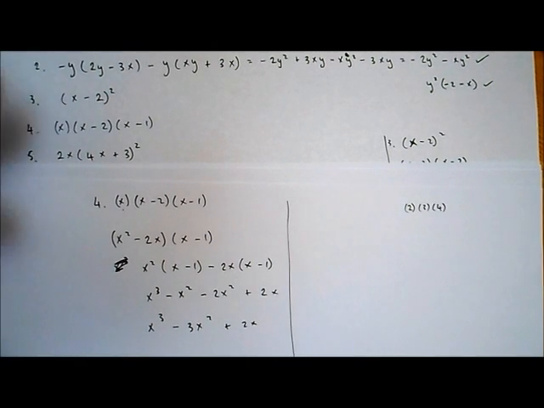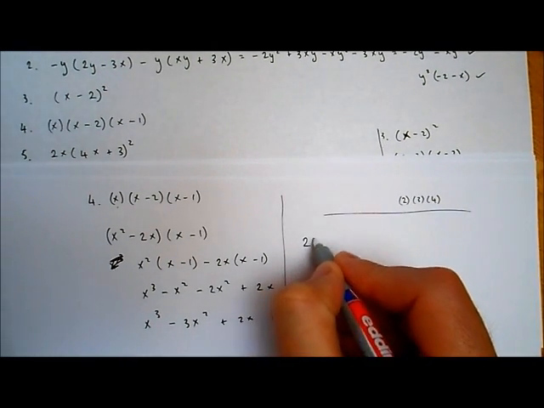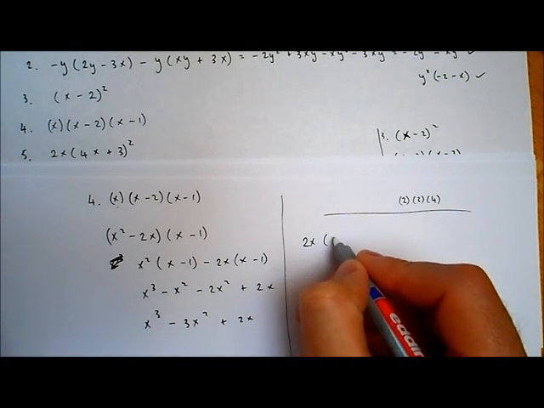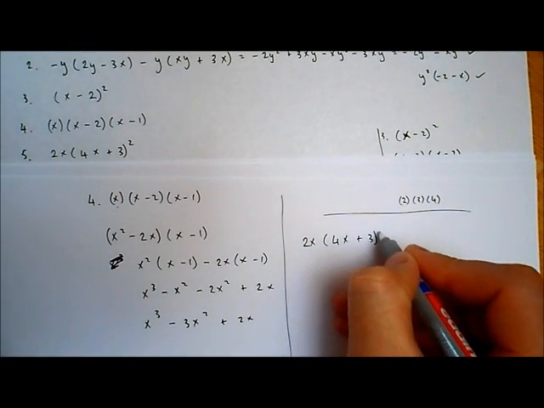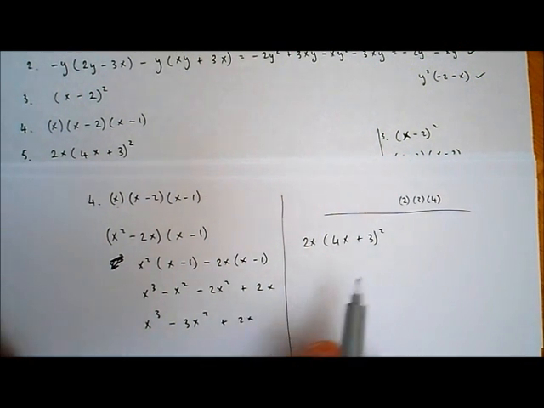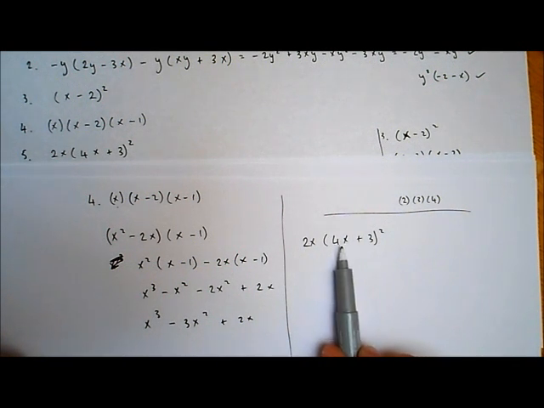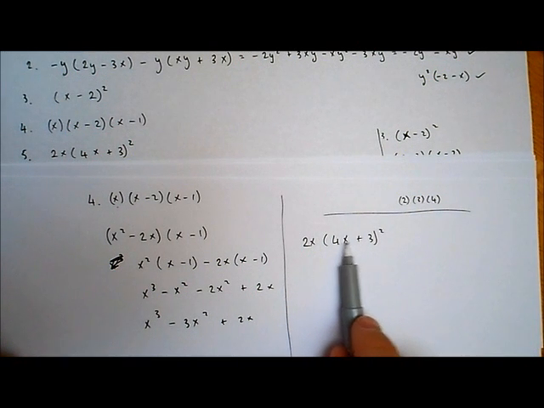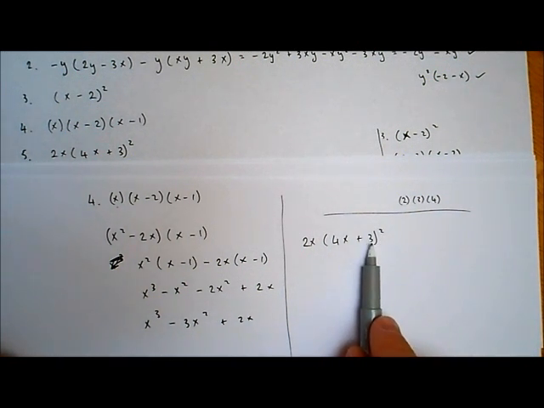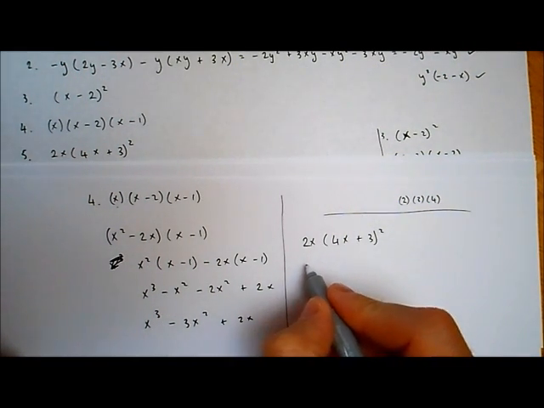Number 5 then, what was that? So we have 2x. This is one that people often make a mistake on. We have 2x, and then we've got bracket 4x plus 3 squared. The mistake people often make on this is the first thing they do is they multiply by 2x and then they square it at the end. You can't do that. This is saying we've got to square 4x plus 3 first and then we multiply by 2x. So I'm going to write that out.